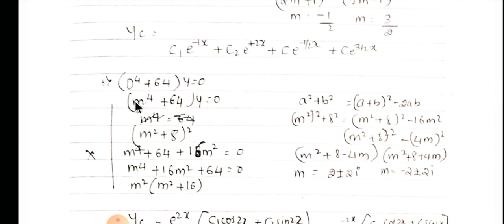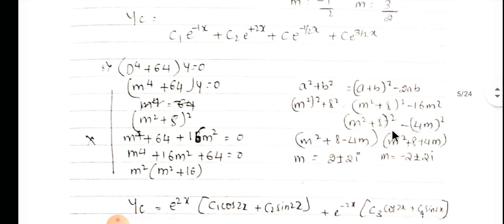And the last example is (D4 plus 64) of y, which is equal to 0, which can be split in the form of a square plus b square, which is equal to (a plus b) the whole square minus 2ab. Therefore, m square to the whole square plus 8 square, which is equal to (m square plus 8) whole square minus 16 m square. This can be written as, again, the first term as it is, minus 4m square, and this can be written as (m square plus 8 minus 4m) into (m square plus 8 plus 4m).